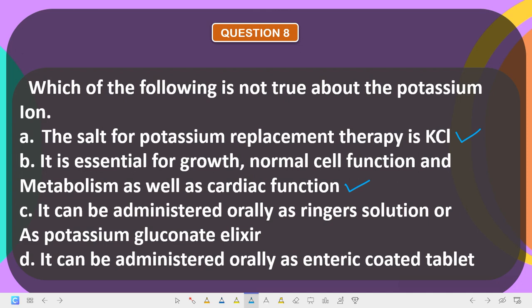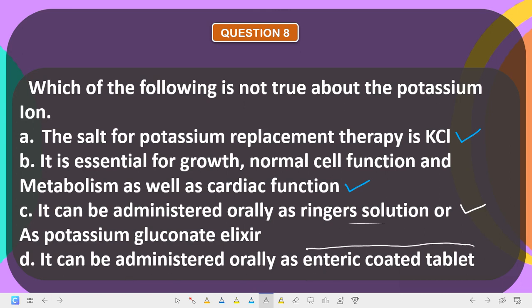It can be administered orally as Ringer solution or as potassium gluconate elixir. It can be administered orally as enteric coated tablet. Now, this Ringer solution is something that should be taken in intravenously. Are we getting it? Maybe through injection, Ringer solution. So the correct answer to this question is option C. Why? Because they said it can be administered orally as Ringer solution.